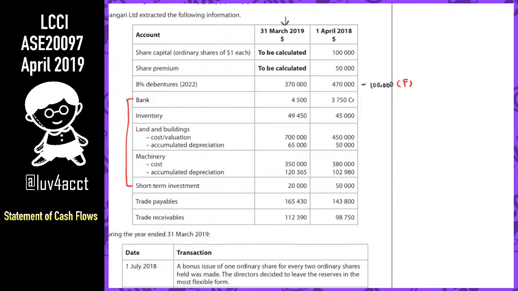So opening balance 50,000 and then 3750 negative, so opening balance being 46250, and closing balance 20,000 and 4500, 24500. That is a decrease of 21750. These 3 figures go into the last 3 figures of our statement of cash flows.